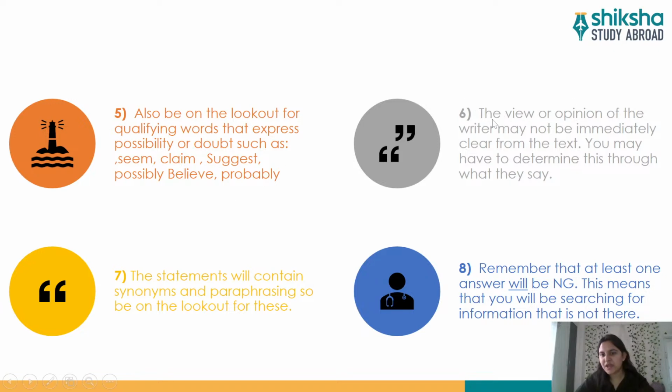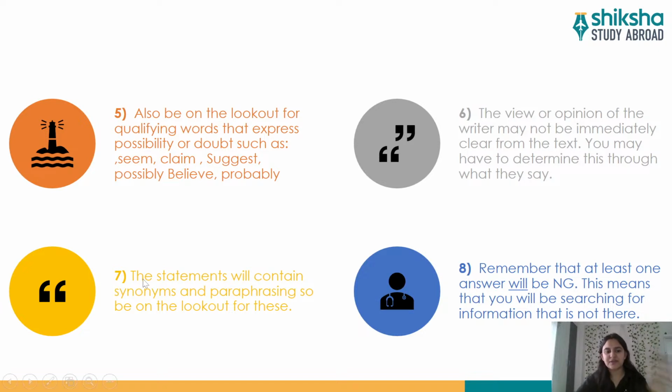Sixth tip is the view or the opinion of the writer may not be immediately clear from the text. So you may have to determine this through what they say. Okay, so sometimes you'll not be able to find direct answers. Sometimes you'll have to look here and there in scattered form, and definitely you'll have to read at least one or two sentences prior to what you found, and also later on.